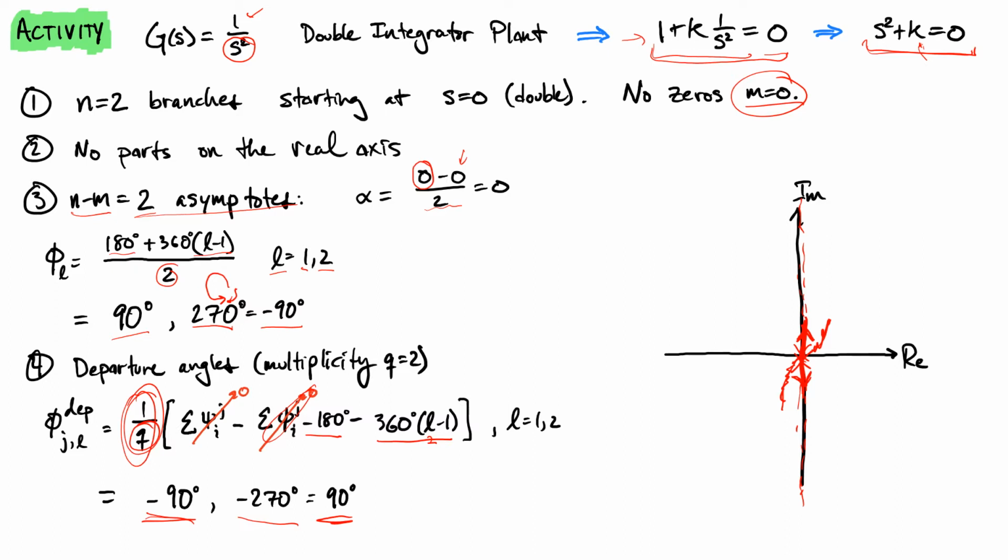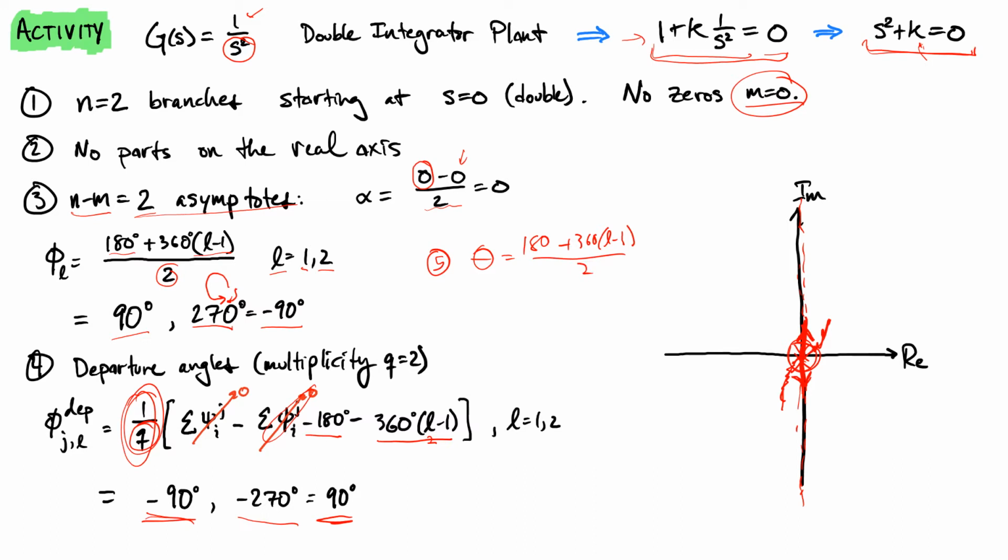If you wanted to, you could go ahead and use Rule 5. I didn't put it down here, but what Rule 5 says is that at a point of multiplicity, and technically these 2 poles at the origin are a point of multiplicity, you could again calculate how the root locus splits, and it splits at theta is equal to 180 plus 360 times L minus 1 over Q, and in this case we have multiplicity 2 here.